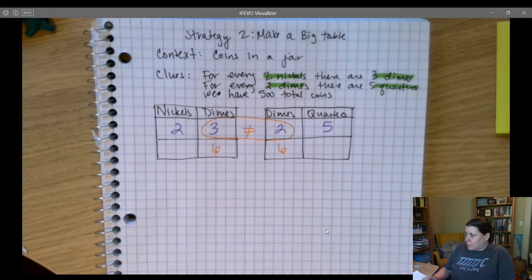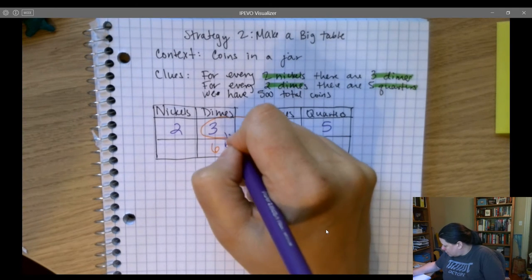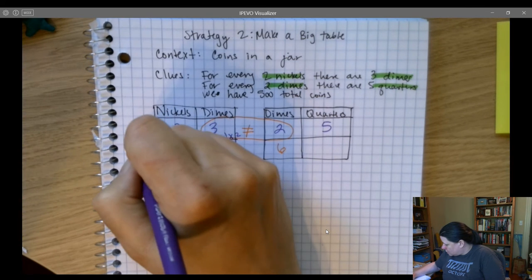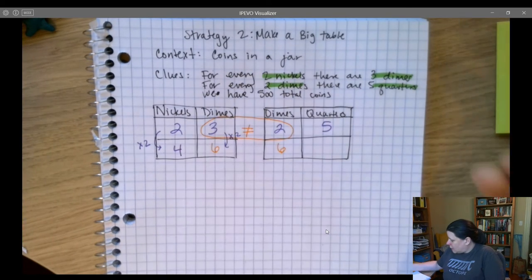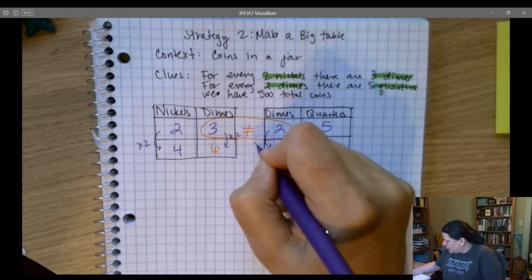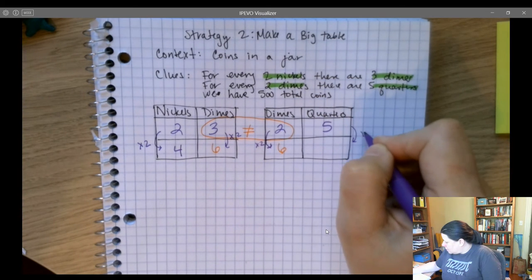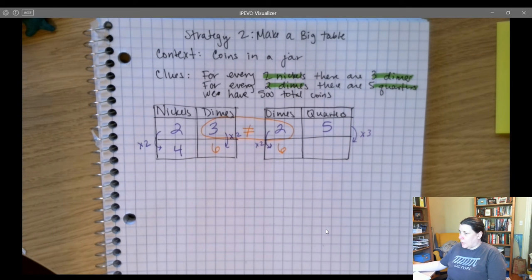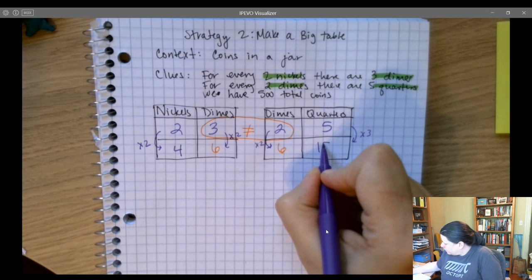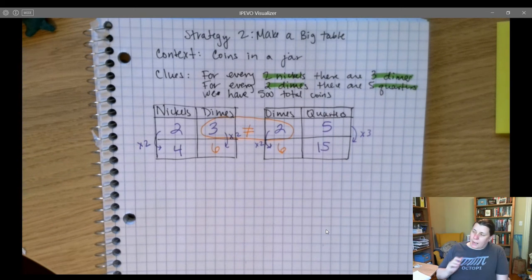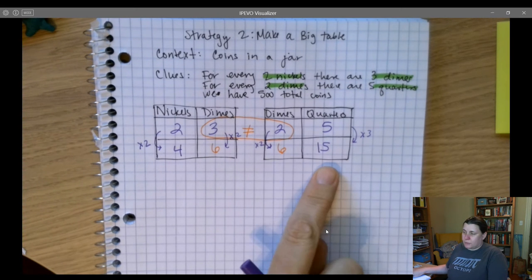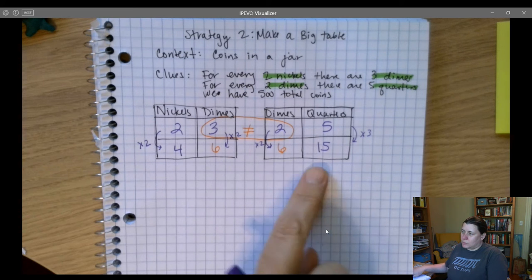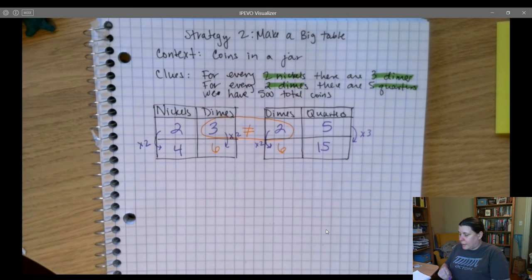So I'm going to use a scale factor of 2 in my table on the left. So 2 times 2 is 4. And I'm going to use a scale factor of 3 in my table that's on the right. So 5 times 3 is 15. So just like last time, we now have a part to part to part ratio, 4 to 6 to 15, that I can use to solve this problem. We're ready to make our big table.